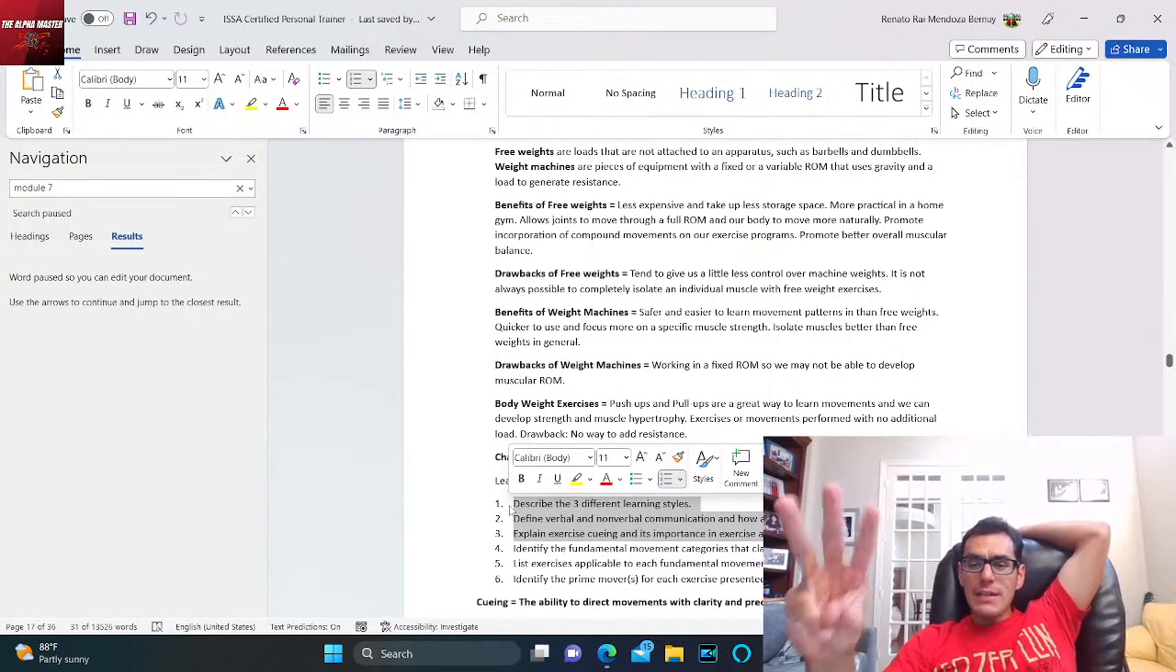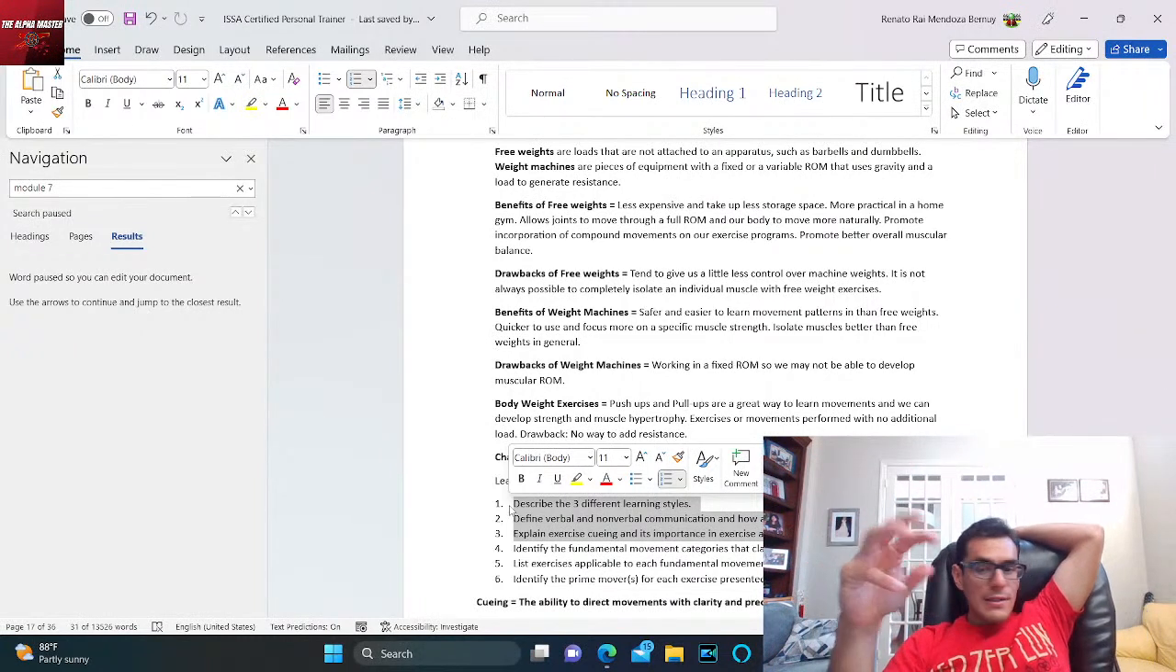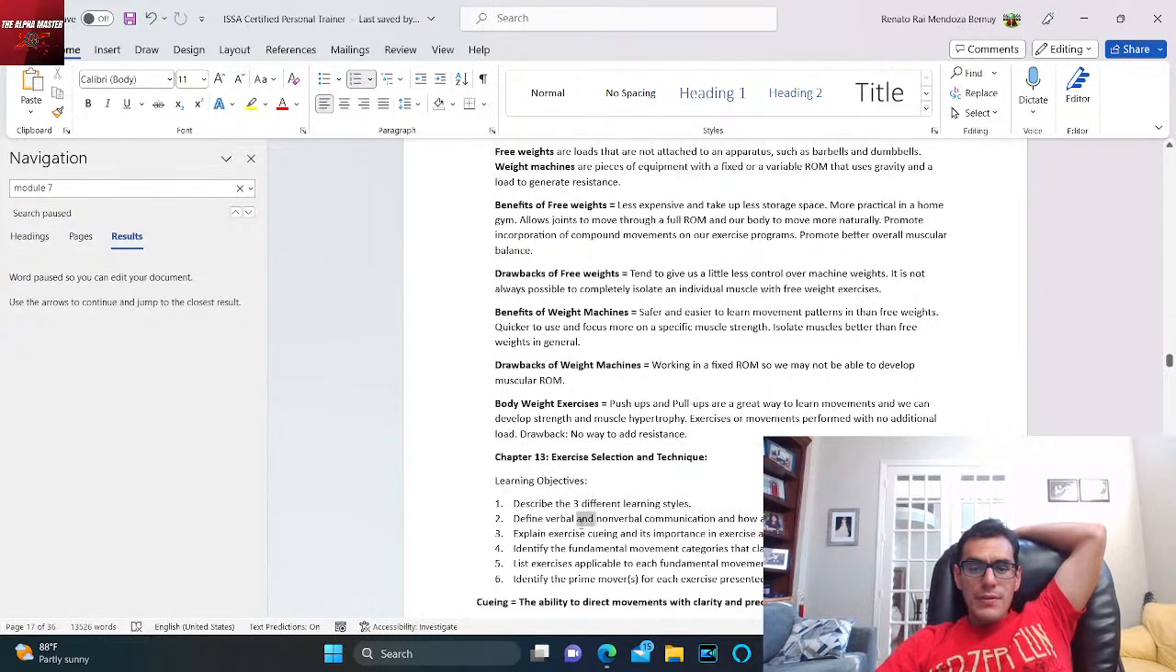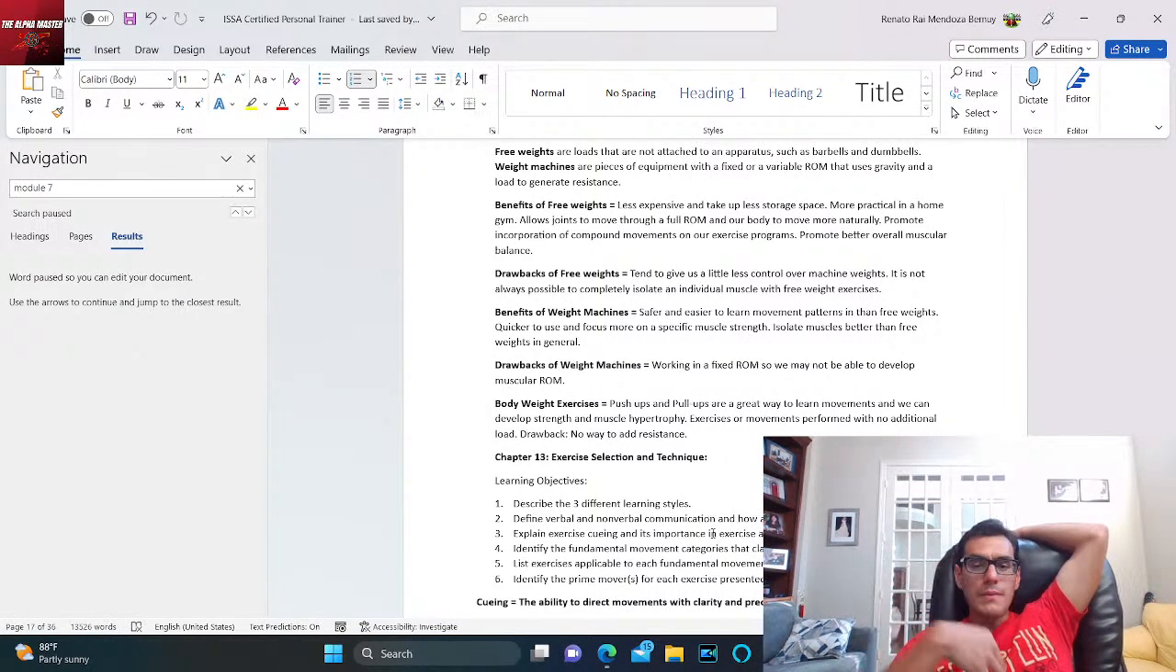Describe the three different learning styles: visual, auditory, and kinesthetic learners. Then you have to define verbal and nonverbal communication, and how a fitness professional uses both.